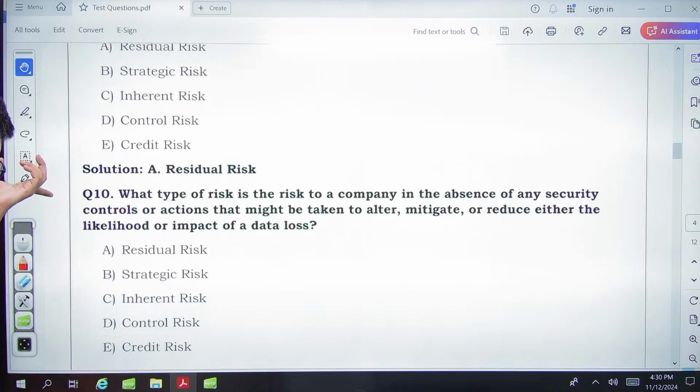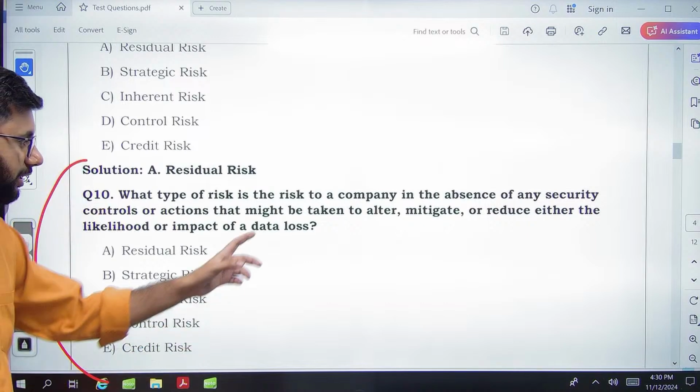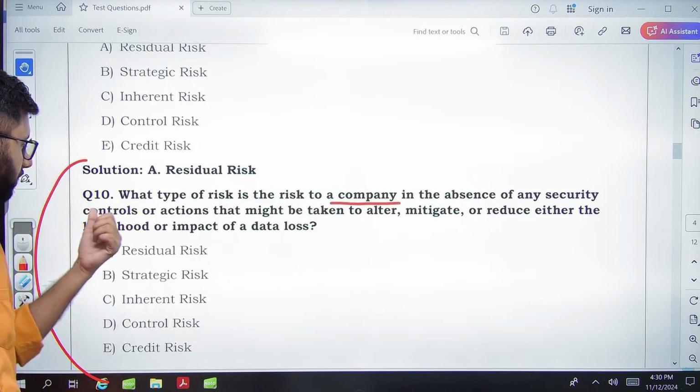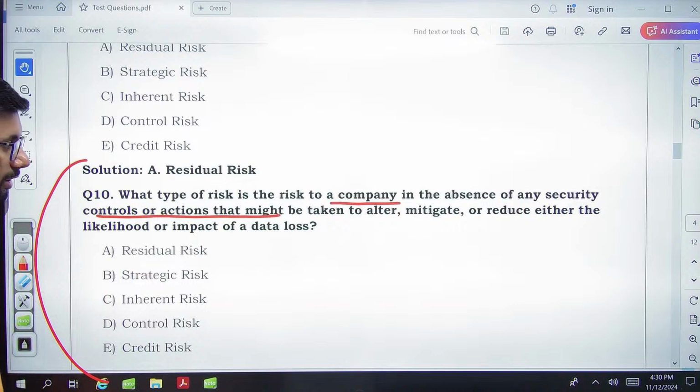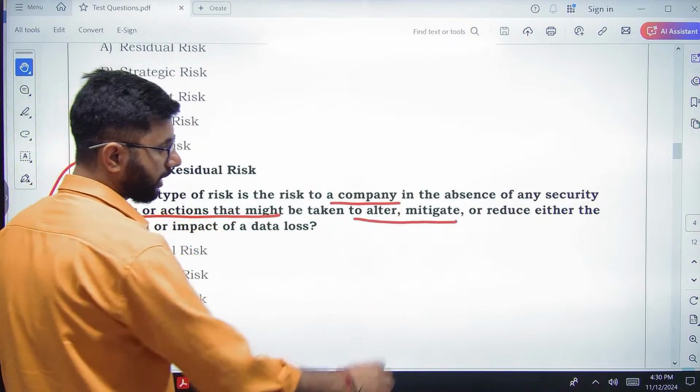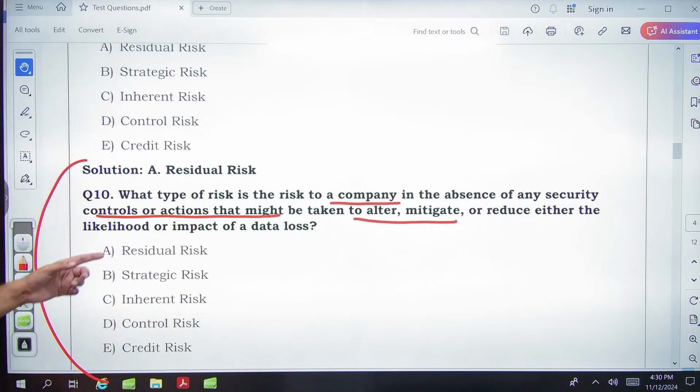Next question. What type of risk is the risk to a company in the absence of any security control or actions that might be taken to alter, mitigate or reduce either the likelihood or impact of a data loss? मतलब कोई security नहीं है, तो उस केस में what type of risk they are being exposed to? What do you think is the correct answer?